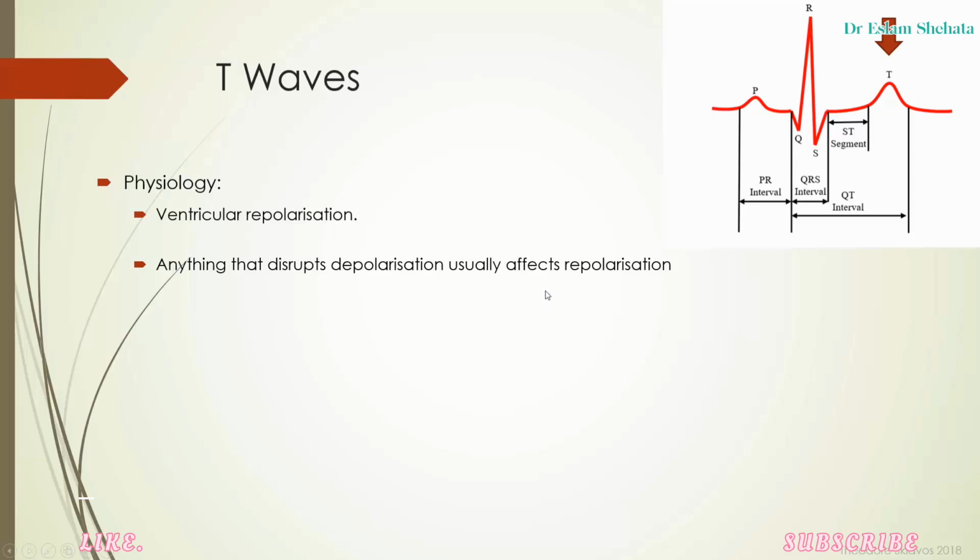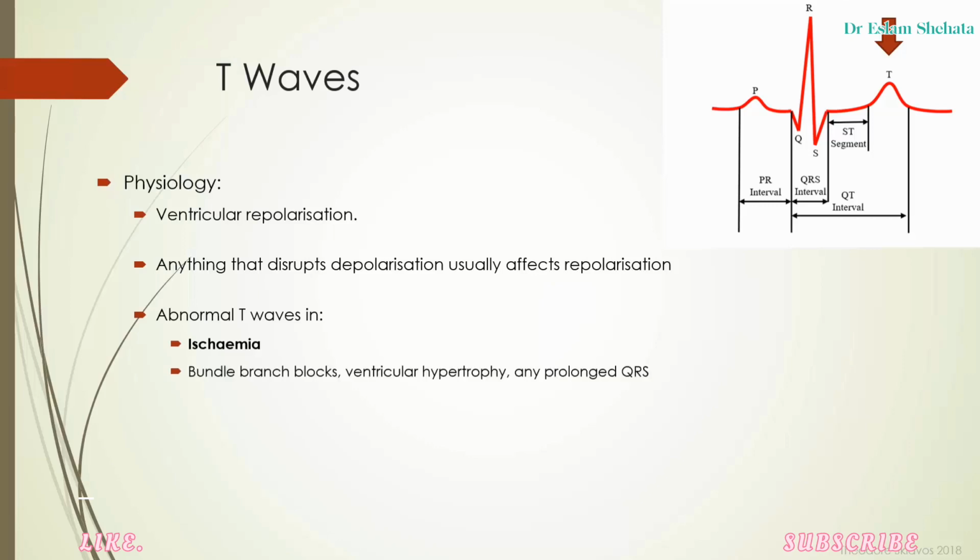Alright, so keep in mind when you're looking at T-waves, if they look abnormal, but there are also abnormal QRS complexes on that ECG, that may be the reason for the T-wave changes. But of course, things you have to consider: ischemia. That's always going to be the first thing that comes to mind. But there are other things that can cause it as well, so bundle branch blocks, hypertrophy, any prolonged QRS complex can cause an abnormal T-wave.